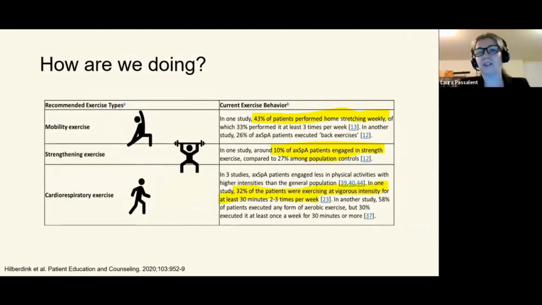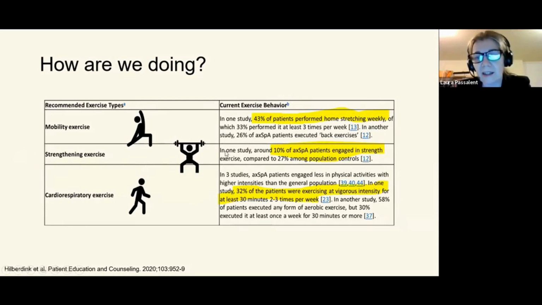So how are we doing though in terms of recommendations? So this was a study that was published in 2020 out of the Netherlands. And what they did is it was a systematic review where they examined all the literature looking at how individuals with axial spondyloarthritis were engaging in the various forms of exercise. And so if we look at mobility exercise on the top line here, for example, one study found that 43% of patients performed home stretching weekly. In another study, they found only 26% of patients executed back exercises.